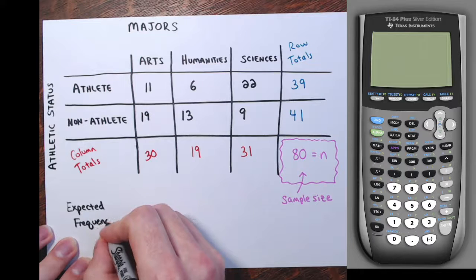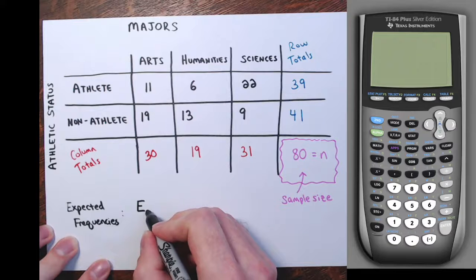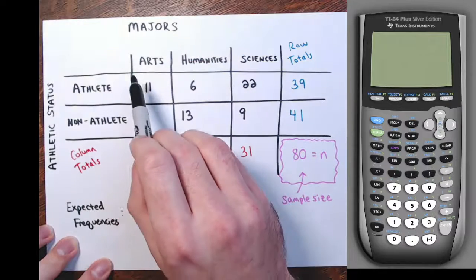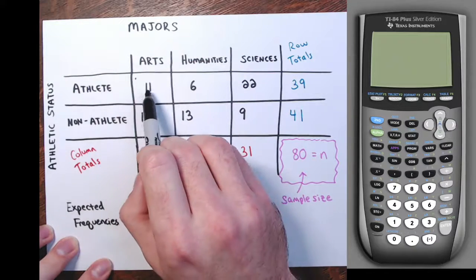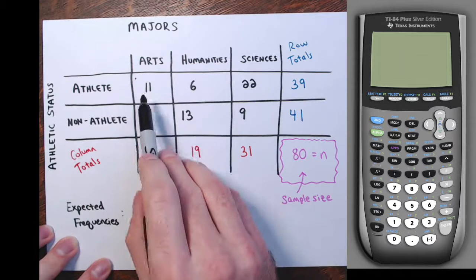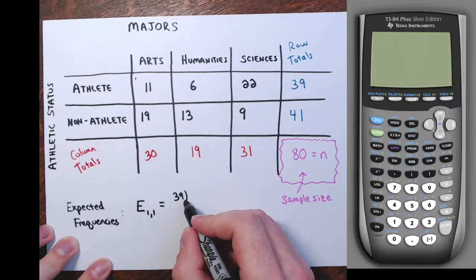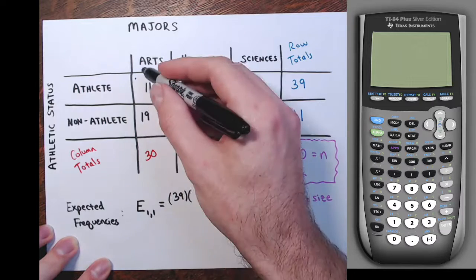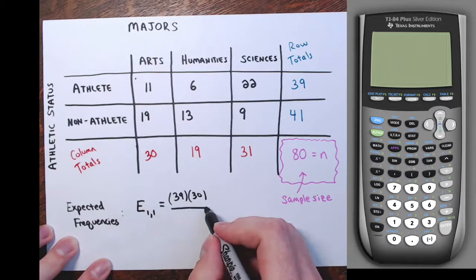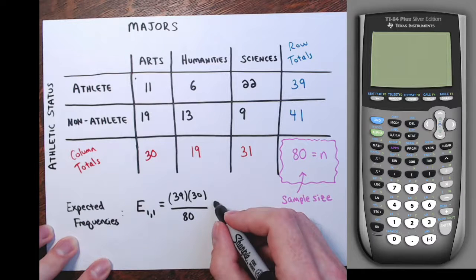All right, so let's talk about the expected frequencies. Now remember, the expected frequency for, say, the first row, first column. So I'm talking about the expected number of arts majors who are also athletes. If I have a sample of size 80, well, again, the way to calculate these expected frequencies is I take my row total, 39, multiply by the column total, 30, right, for that column, and divide this product by the sample size, divided by 80.